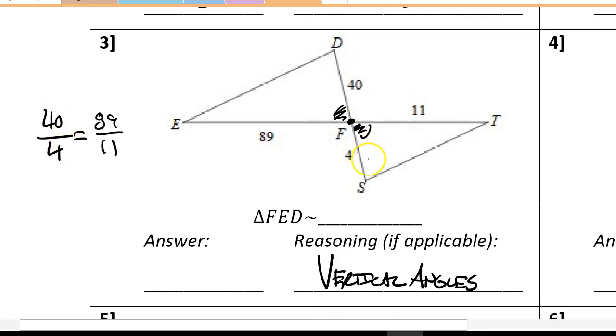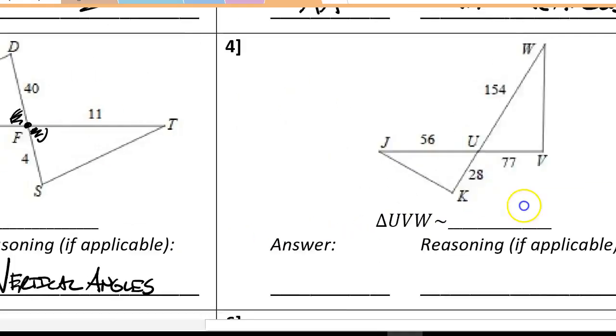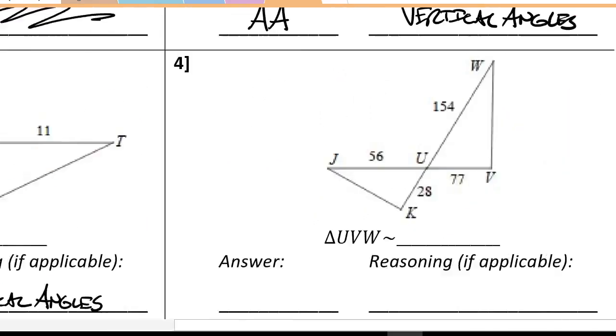3 over 4 should reduce down to the same number as 89 over 11. Does it? No, it does not. 10 over 1 does not equal 89 over 11. So this is an example of not possible. These triangles are not similar. Looks like they may be, however, they're not.